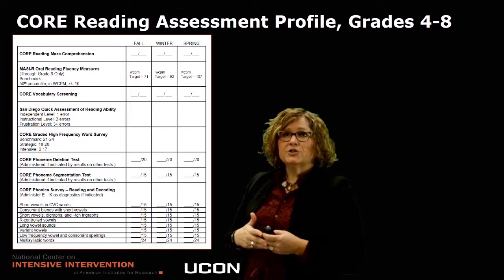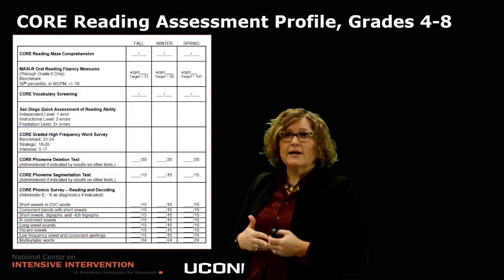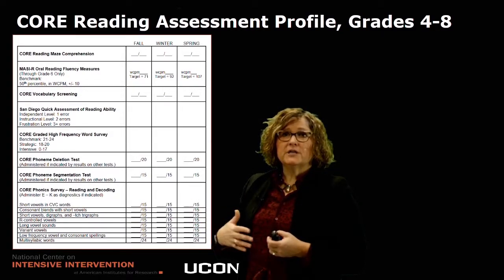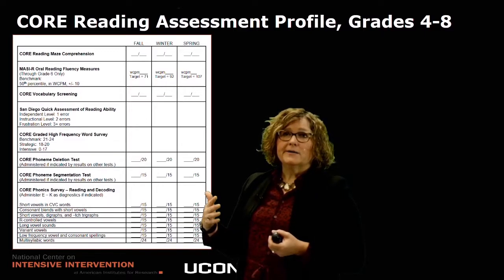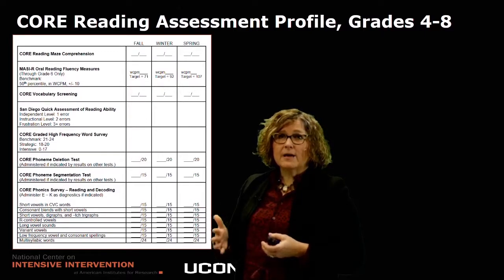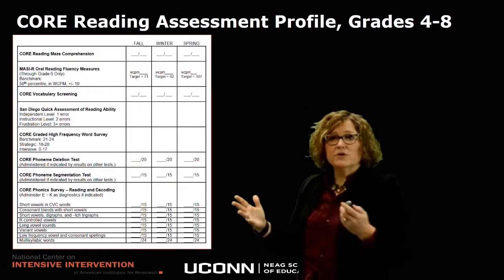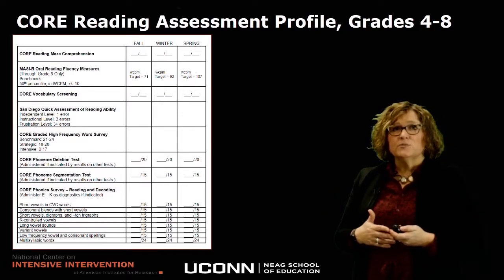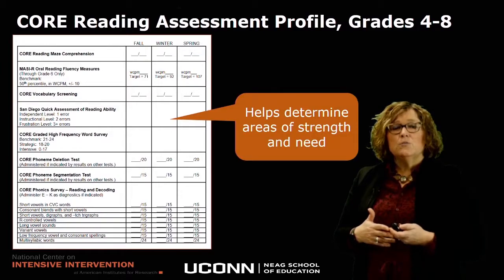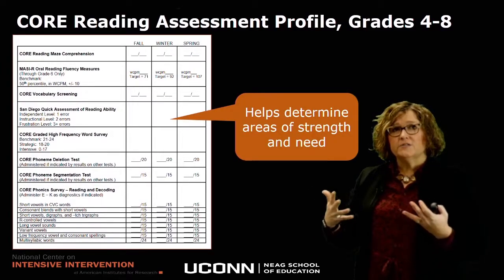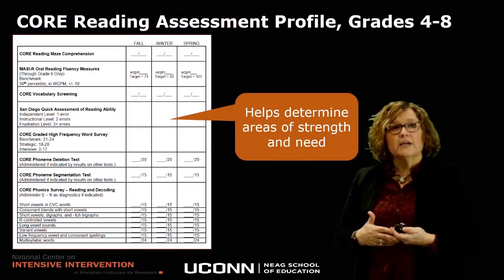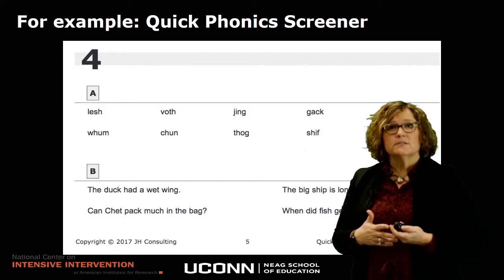So there are measures that are included in this core multiple measures book that include comprehension through Maze, reading fluency measures, vocabulary screening, higher frequency words. So it kind of goes down through some of those skills that align with the big areas of reading, those big ideas of reading. It really helps us then determine areas of strength and need, just like Ms. Smith determined for Zane, and helps us target what areas we need to work on next.